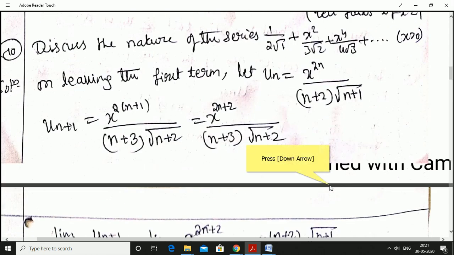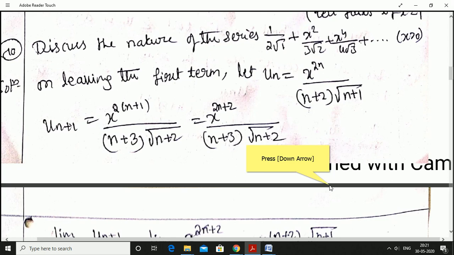Next one. Discuss the nature of the series 1 divided by 2 into root 1 plus x square divided by 3 into root 2 plus x to the power 4 divided by 4 into root 3 plus dot dot dot. x is greater than 0. Look at that. No term of x in the first term means x power 0 is there. So n is equal to 1 to infinity we are writing. Hence we'll leave the first term.